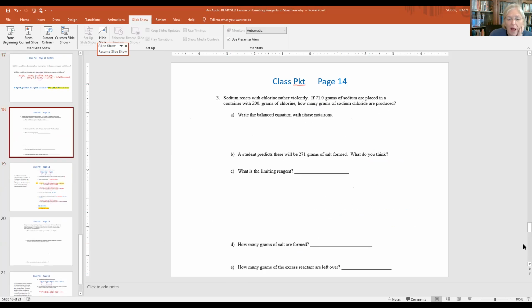And then for E on the bottom of page 14, that question, how many grams of excess reagent are left over, requires you to do the kind of problem that was on the very bottom of the previous page, page 13. To do E, you have to work backwards from the limiting reagent to figure out how much of your other reagent you need to use all the limiting reagent. Pause now and do about 10 minutes worth of math.